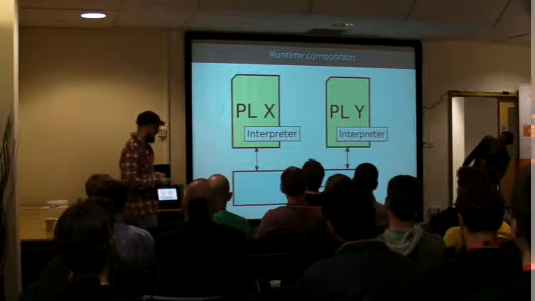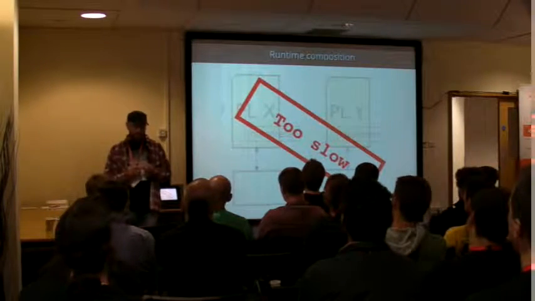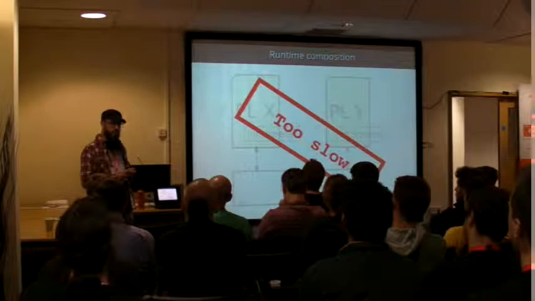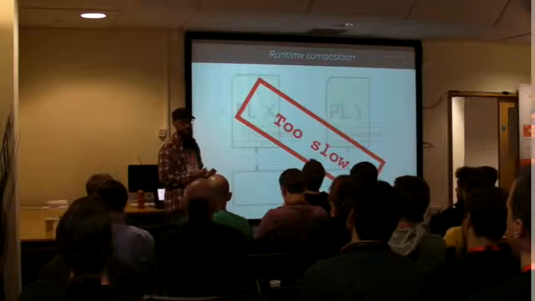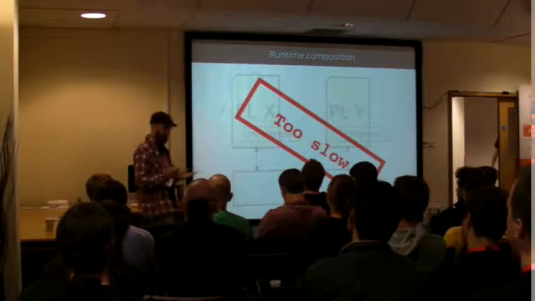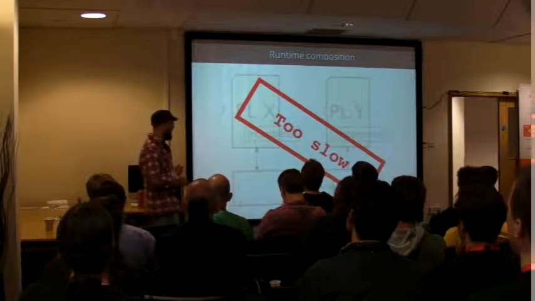Now, that works functionally, however, it tends to be slow. And the reason for this is that C interpreters tend to be slow in isolation. So if you put two C interpreters together, you don't end up with something fast, and that's probably no surprise to anyone in this room. So what can we do to try and claw back some performance?